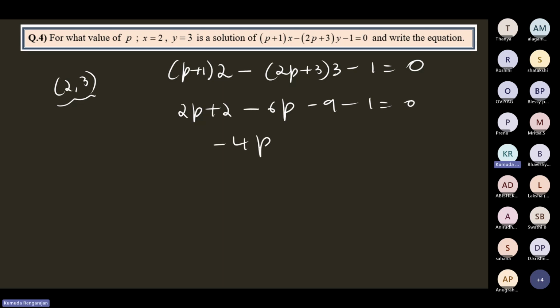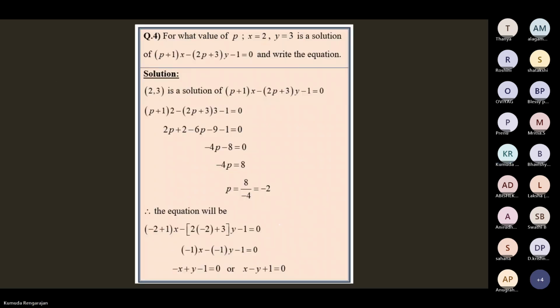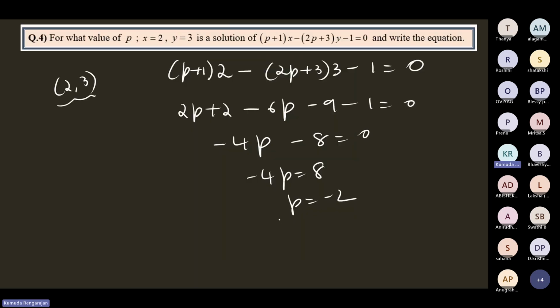So we have minus 4P minus 8 is equal to 0. Minus 4P is equal to 8. P is equal to minus 2. So the value of P is minus 2. I hope my calculation is correct. Okay, P is minus 2.